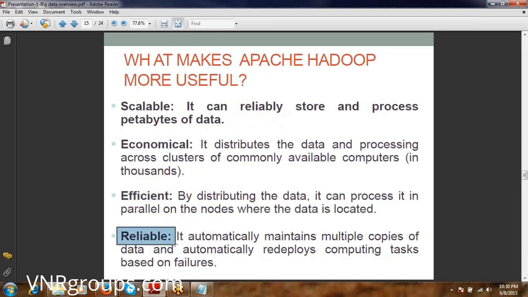And reliability wise, whatever the data that comes to your Hadoop is going to be divided into multiple blocks, and each block is going to be replicated 3 times, and it is going to be stored in different machines. Even if one machine goes down, still you can get your same data in another machine. You will not be losing your data. So we call Hadoop reliable.